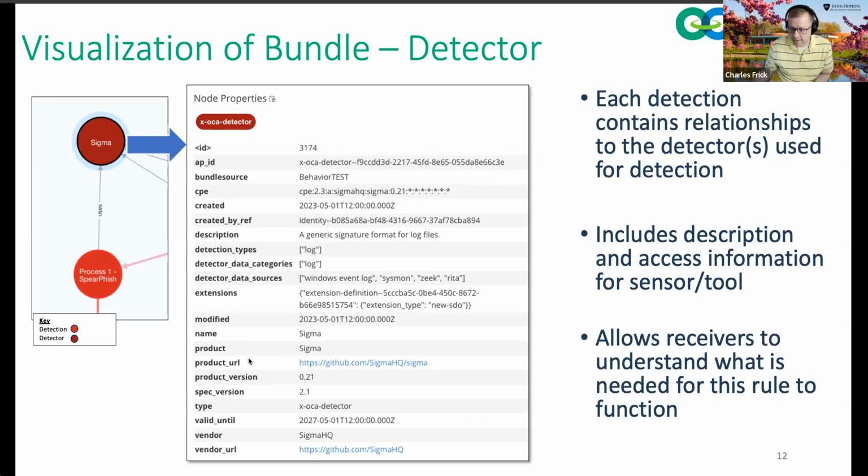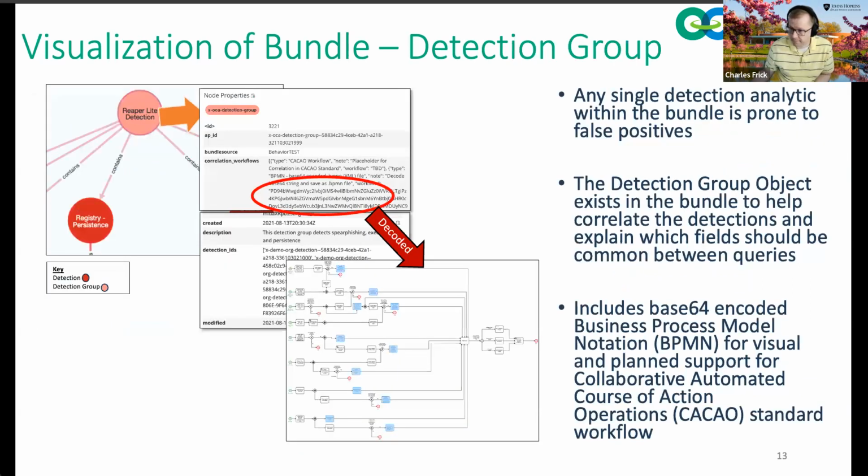But we also will provide names of the products, URLs to the open source repository or the vendor site if somebody was sharing a proprietary tool. And that allows humans or the automation receiving this to know what tools were used to make the detection. Additionally, we take multiple detections and feed them to a detection group. And that's how we share the logic for how to correlate.